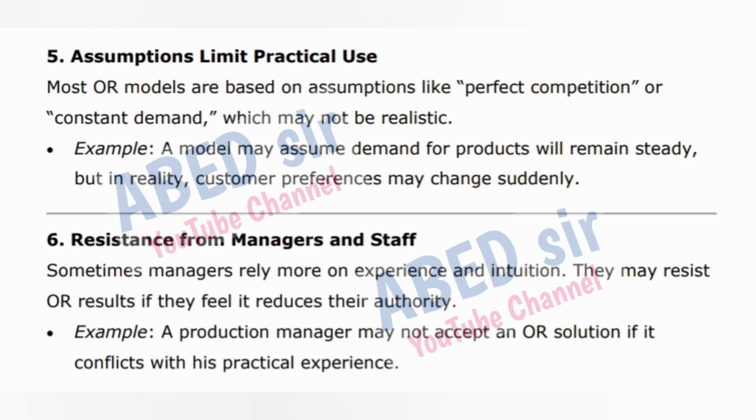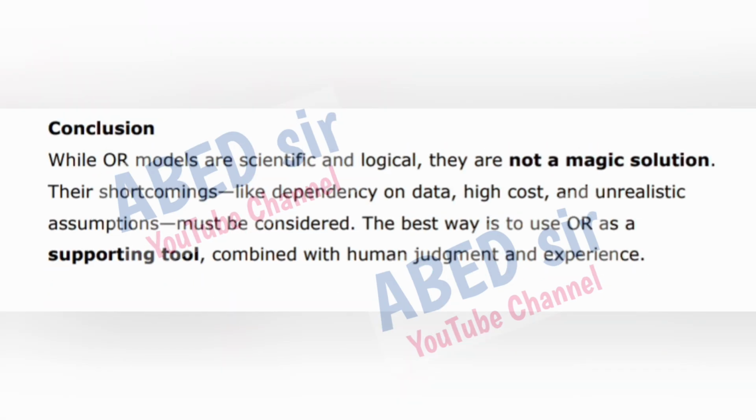6. Resistance from managers and staff. Sometimes managers rely more on experience and intuition. They may resist OR results if they feel it reduces their authority. Example, a production manager may not accept an OR solution if it conflicts with his practical experience.